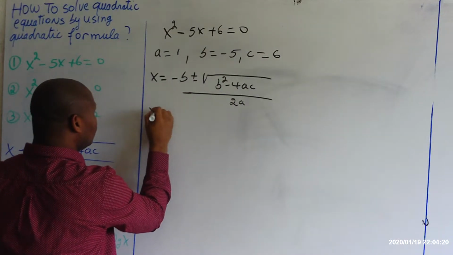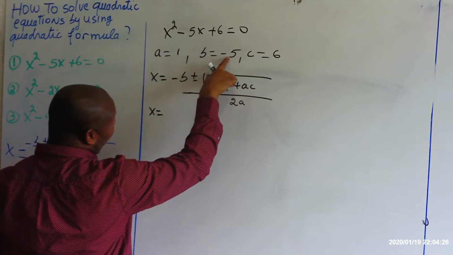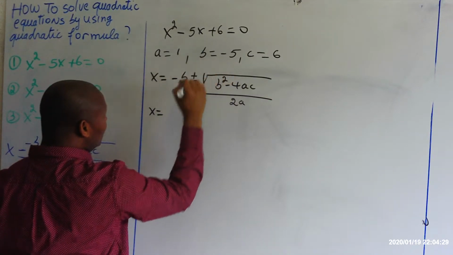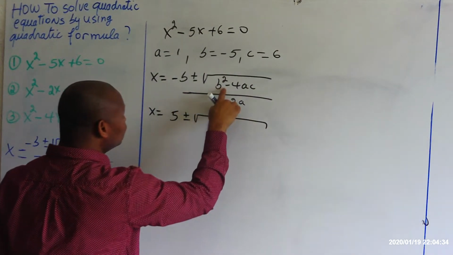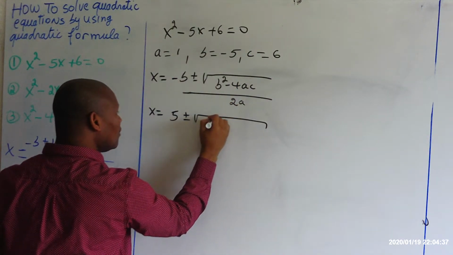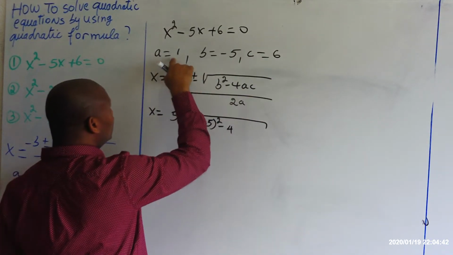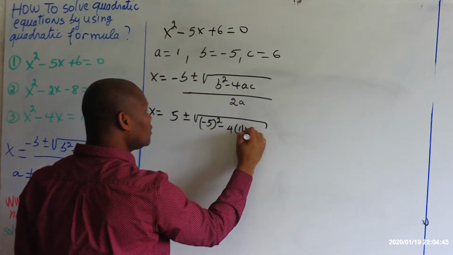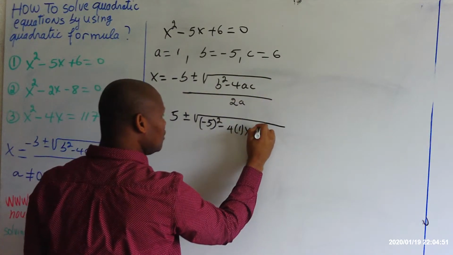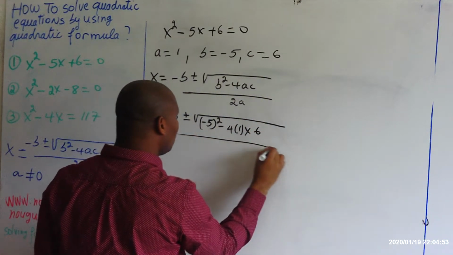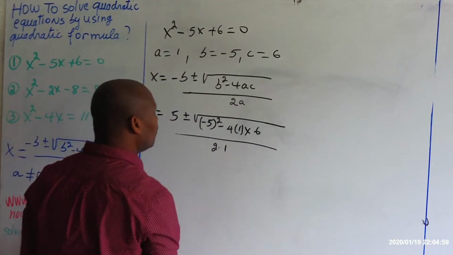We have x equals negative b, that's negative 5. We already have a negative 5, so it's going to be positive 5. Okay? Positive 5 plus or minus. b squared is going to be negative 5 squared, minus 4 times a, a is 1, times c, c is 6. Okay? Over the entire thing over 2a. a is 1. Okay? Alright.